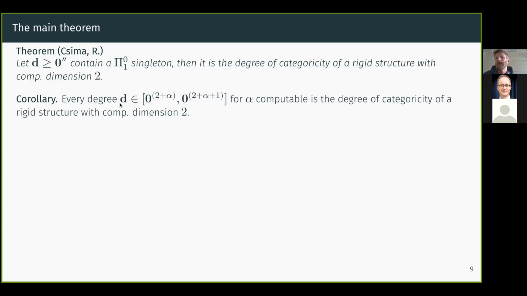So as a corollary, we get that every degree D in between the intervals 0^(2+α) and 0^(2+α+1), for α a computable ordinal, is the degree of categoricity of a rigid structure with computable dimension 2. So in particular, if α is a limit ordinal, this works. This is a considerable improvement to what was known before for limit ordinals.